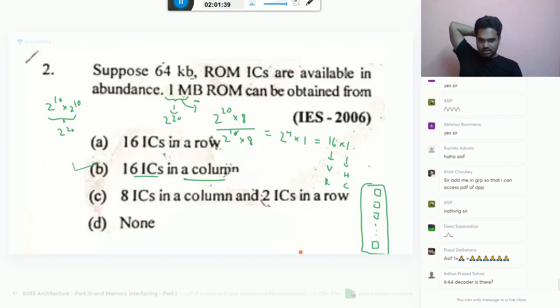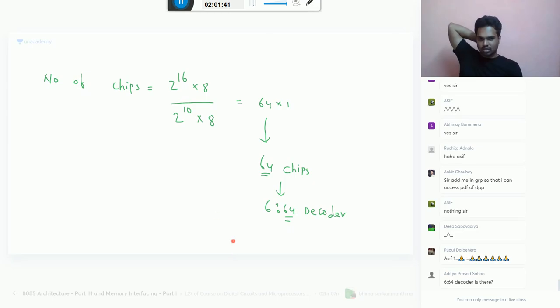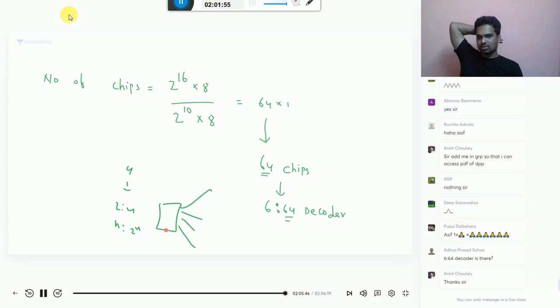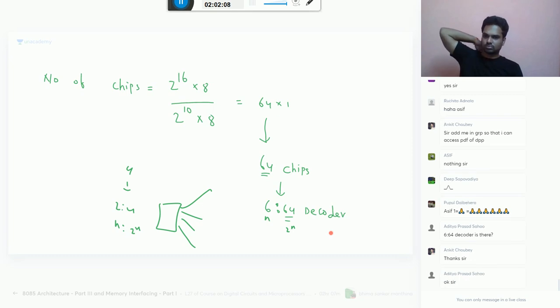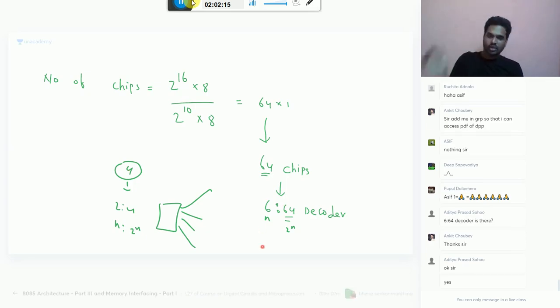What is the doubt in that 6 by 64? If it is 4 chips, a 2 by 4 decoder is required to select 4. That is, for n chips you need a decoder with n inputs and 2 power n outputs. So here n is 6, 2 power n is 64. What is the doubt in this, Aditya? Got it? Here n is 2, 2 power n is 4. Similarly, 2 power n is here 64. Right.